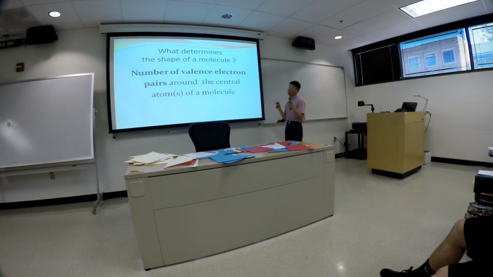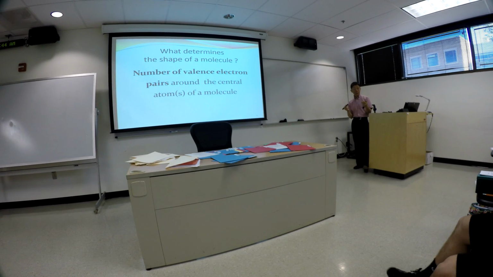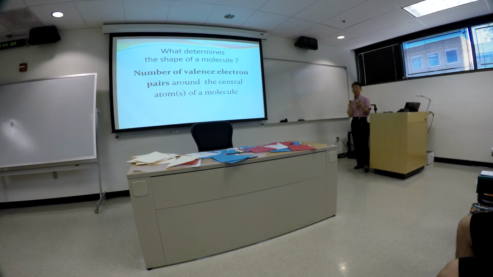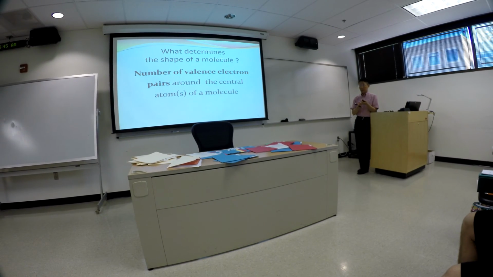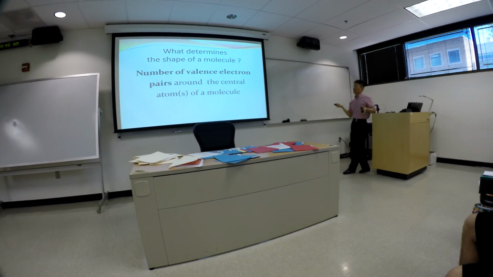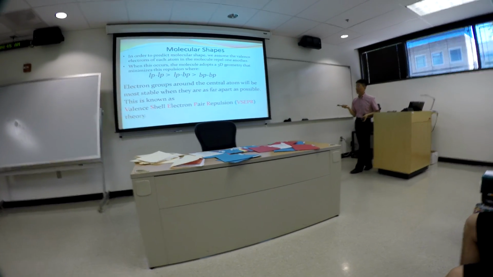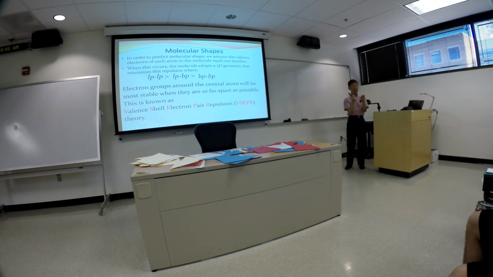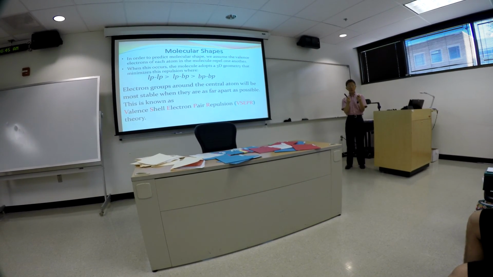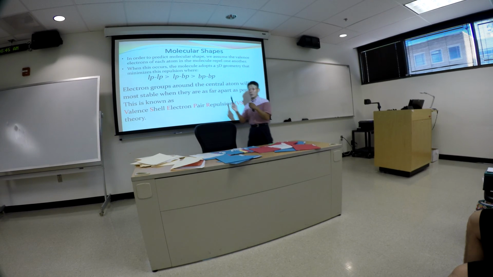In order to make the prediction, we have to be able to determine how many electrons are on the central atom, whether they're bonding electrons or lone pair electrons. So the total number of valence electron pairs around the central atom is the key for determining the shape of the molecule. We know electrons repel one another. Lone pair to lone pair repulsion is the strongest. Lone pair to bonding pair repulsion is somewhere in between. Bonding pair repulsion is the weakest.